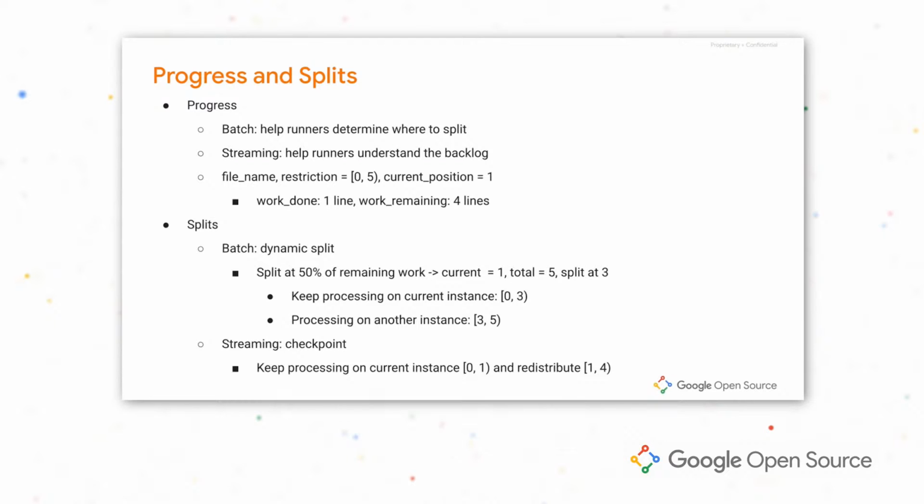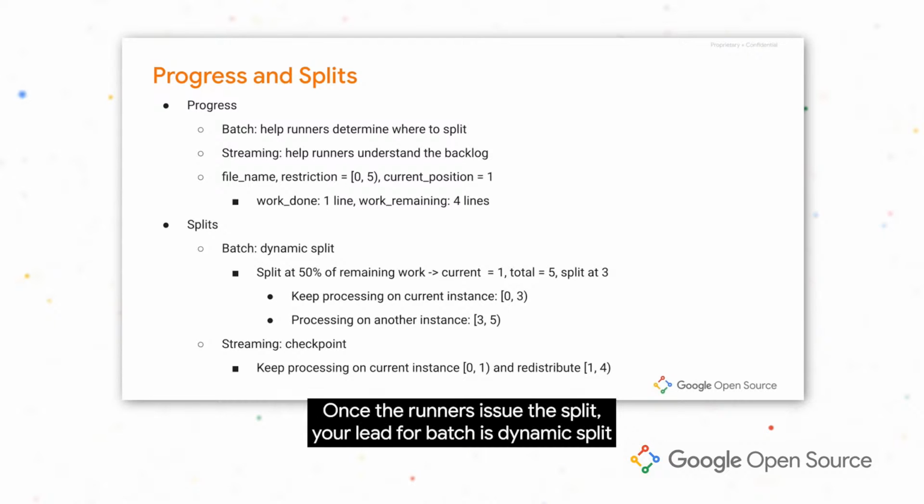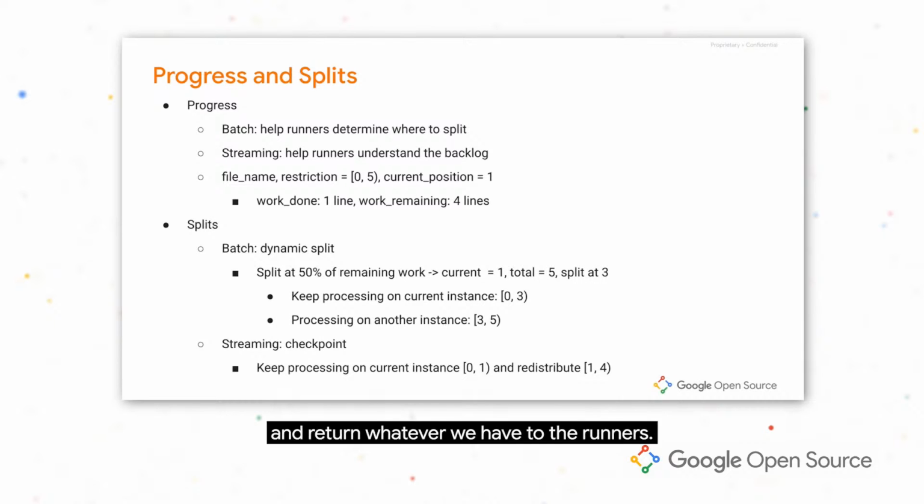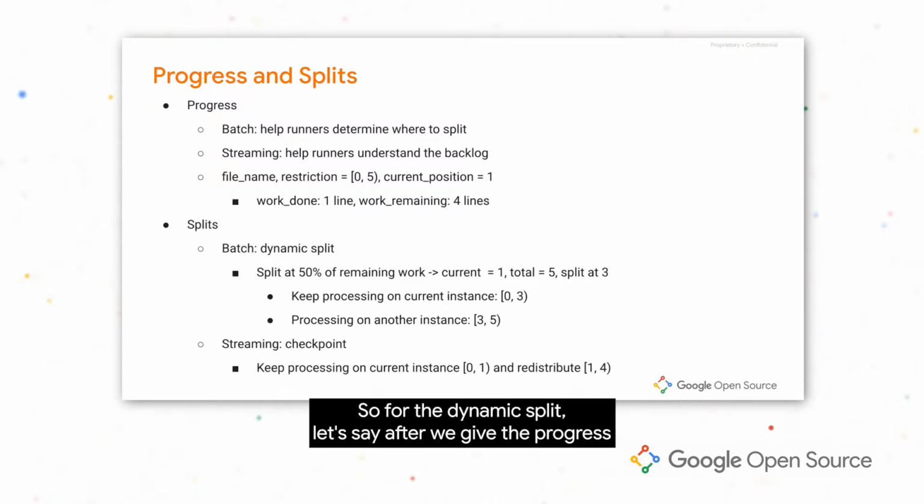And when the runner issues a split, usually for batch, it's a dynamic split to gain more parallelism, and for streaming, it's usually checkpointing, which means the runner wants us to stop reading as soon as possible and return whatever we have to the runner. So for the dynamic split, let's say after we give the progress to the runner, the runner says, I want you to split at 50% of the remaining elements.